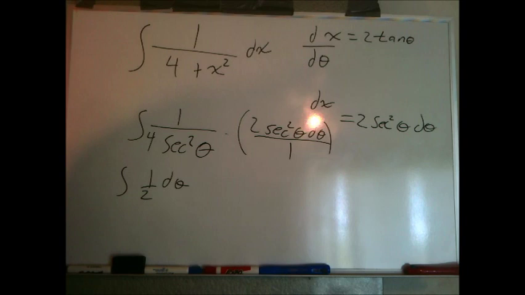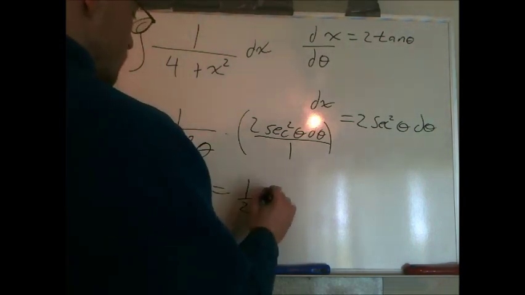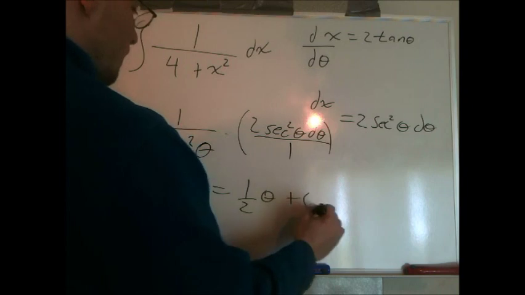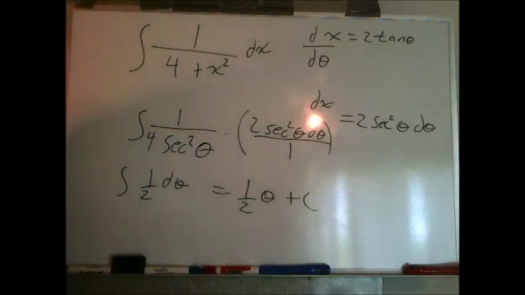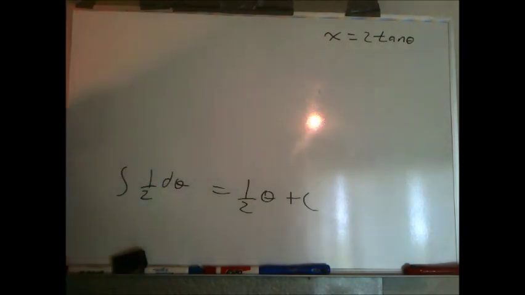Fairly direct integration here to do. The integration of a constant with respect to a variable. So that's going to be 1/2 theta plus c, or theta over 2 plus c. But we're not quite done yet, because we started off with something with respect to x, and we've ended up with something in terms of theta. So what we'll need to take into account here is that we had that relationship between x and theta.